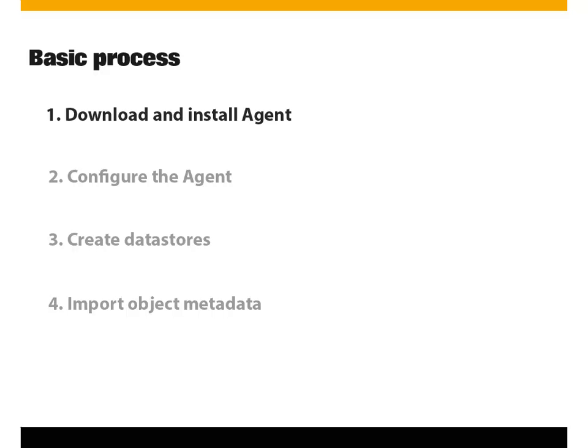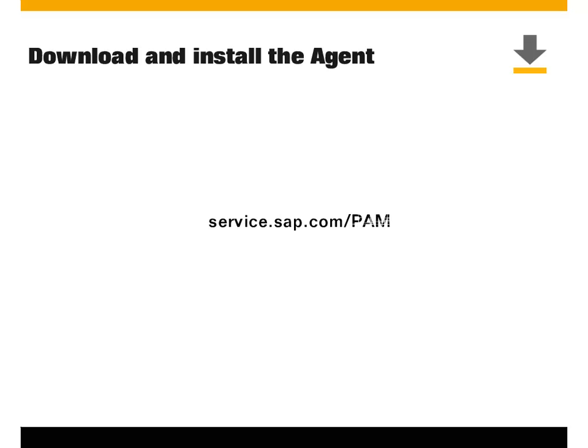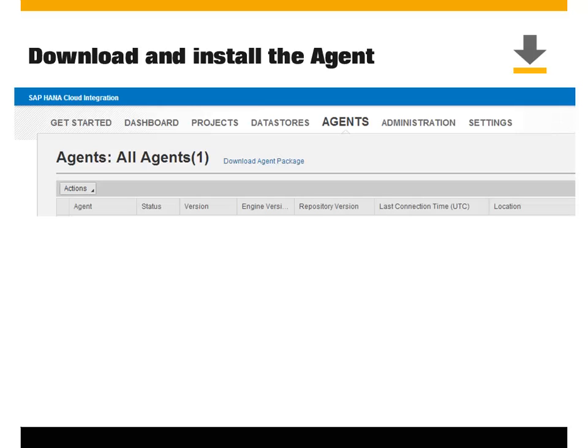Now let's go to the first step: download and install agent. Before installing the agent, review the product availability matrix to make sure your system meets the minimum hardware and platform requirements. You can find this document at service.sap.com/PAM. First, from the HANA Cloud Integration Web UI, download and extract the agent package for your operating system.